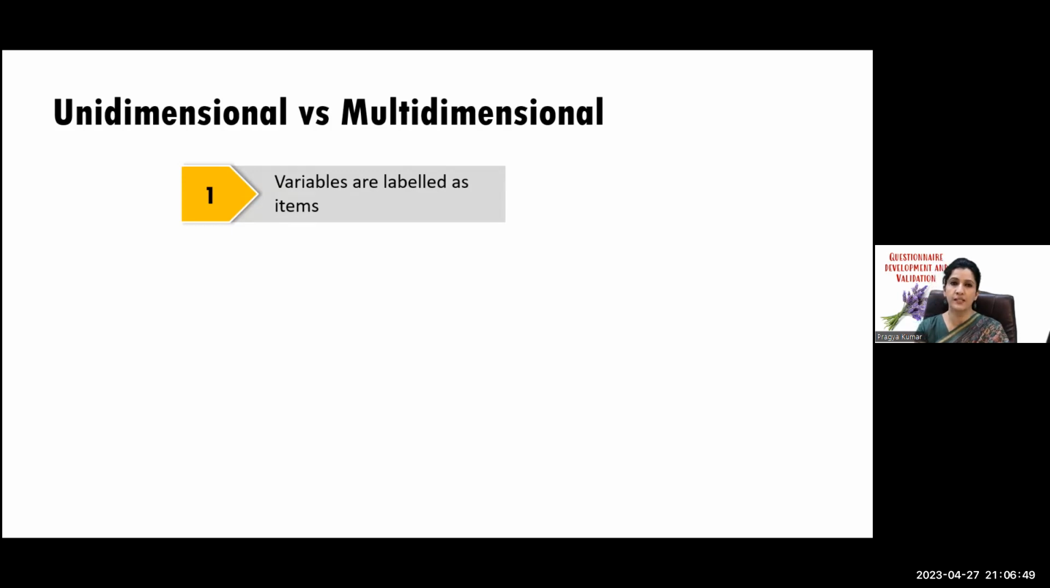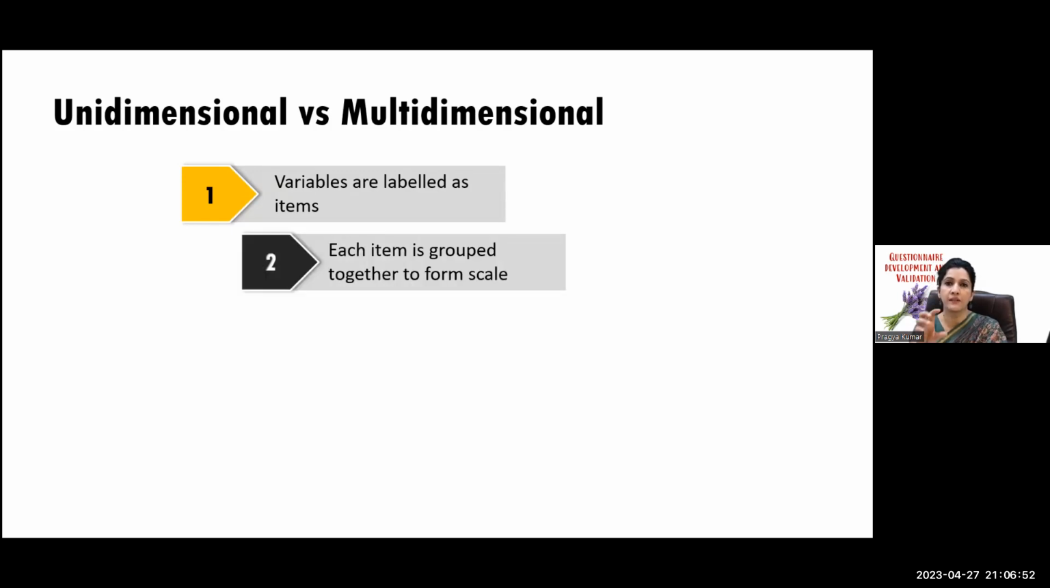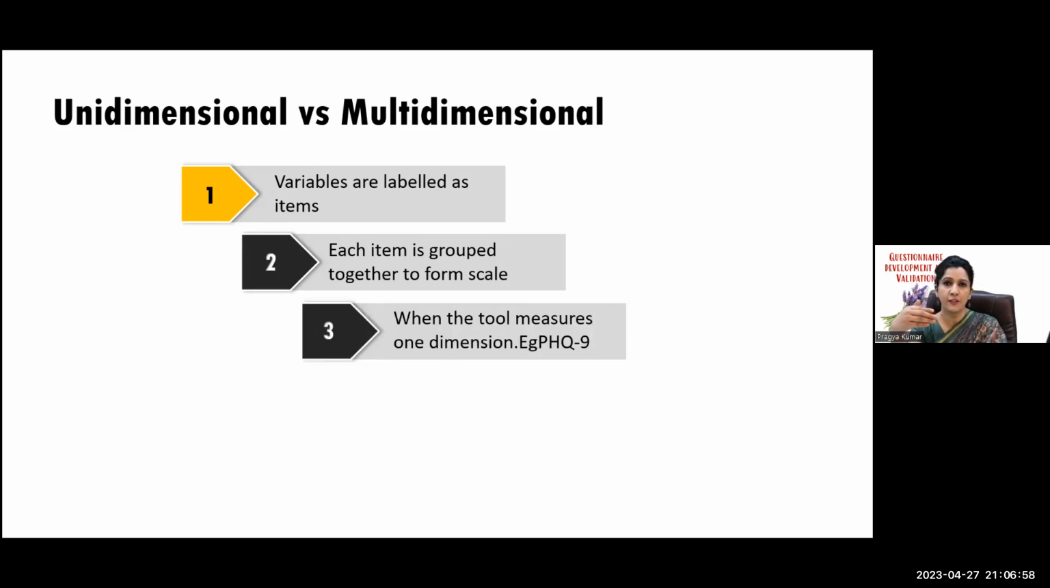So now coming to the unidimensional versus multidimensional scale. What do we mean by the unidimensional scale? We all know from yesterday's discussion that the latent variable and construct are the same. The variables are known as items. And when you group all these items together, these are known as a scale. Whenever you have a scale, it can have one dimension or it can have multiple dimensions. And how do we know about the dimension? It is through factor analysis that we come to know the underlying dimension of a scale.